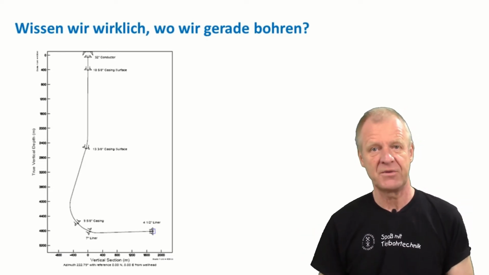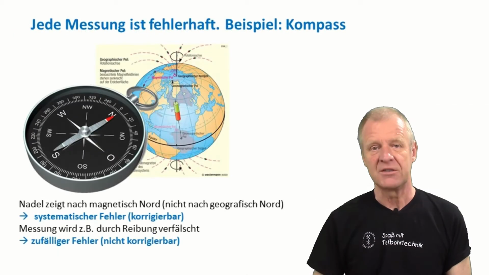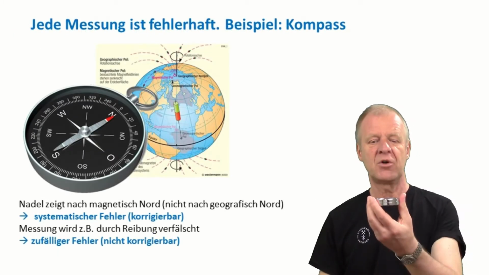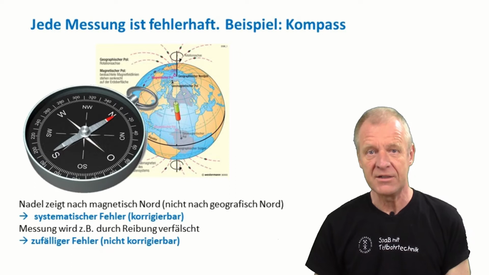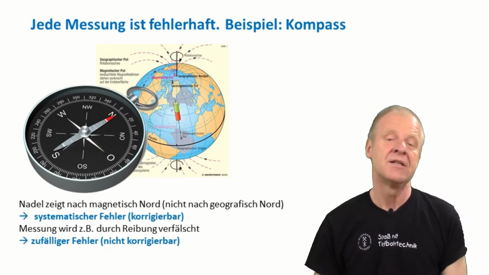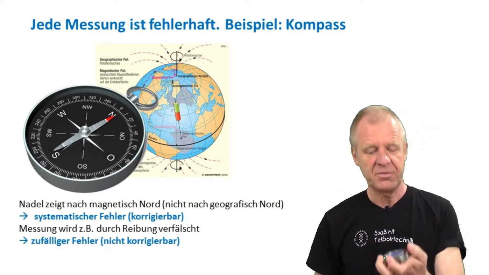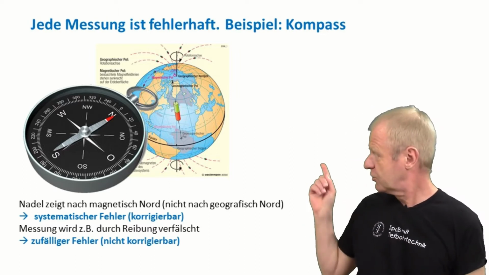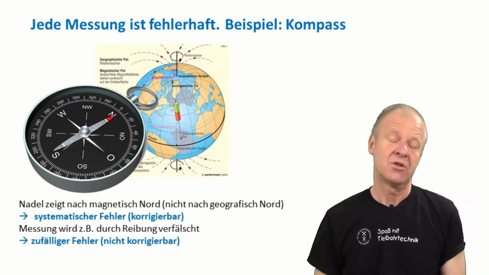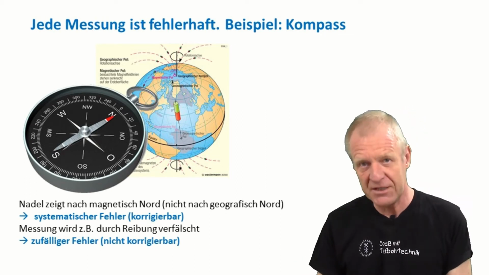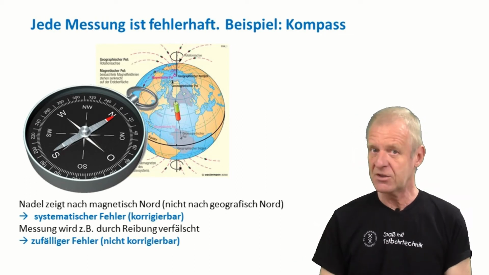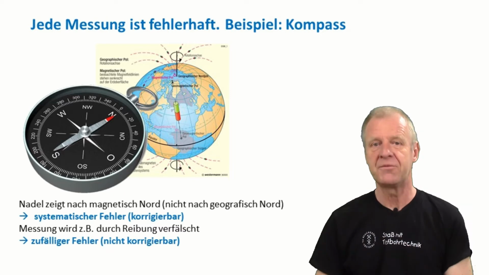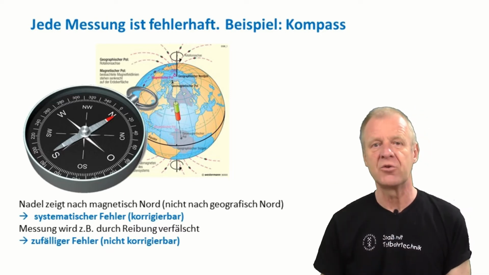Let's take an example. Assuming we want to find out where the north is, of course we use a compass. And the compass will point to a certain direction. But we should not forget that the compass will always point to the magnetic north pole, not the geographic north pole of the Earth. Of course, we can find out how far the geographic north pole is deviated from the magnetic north pole. Therefore, we can correct the measurement accordingly. Measurement errors which we can correct are called systematic errors.